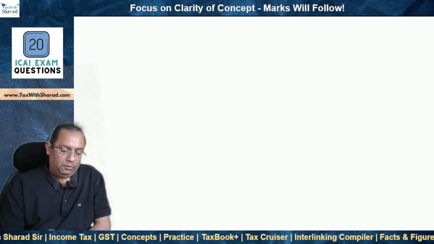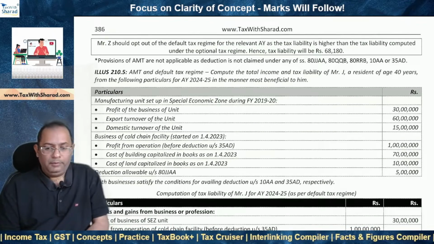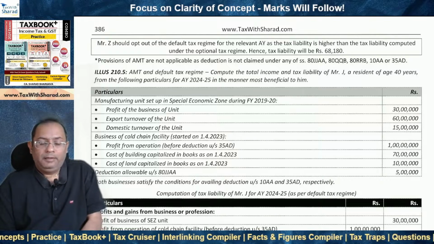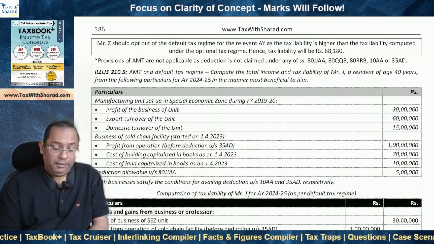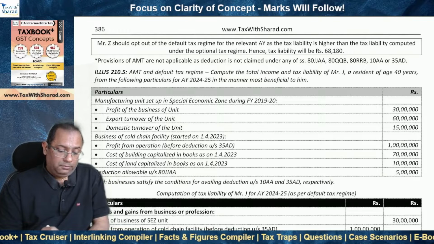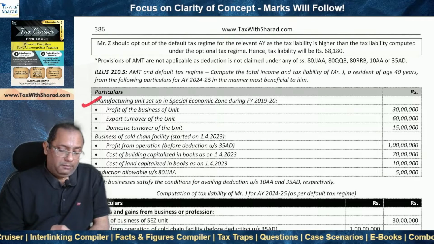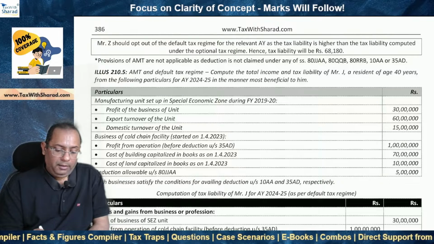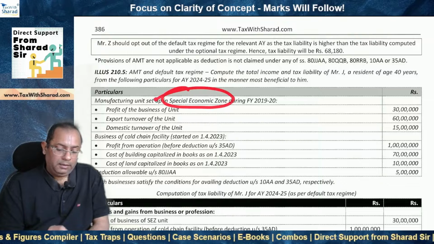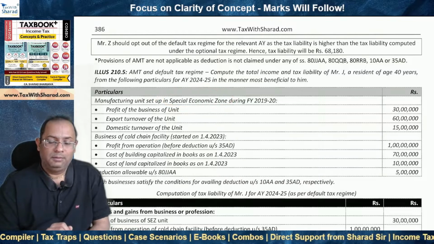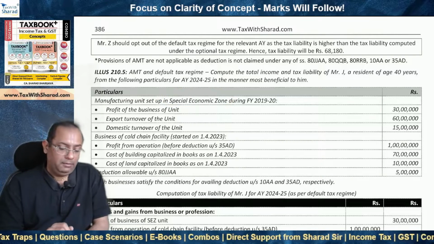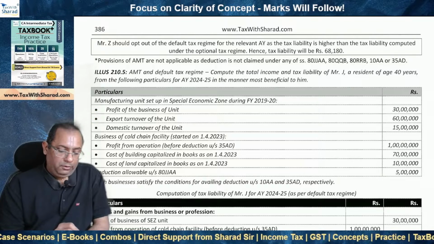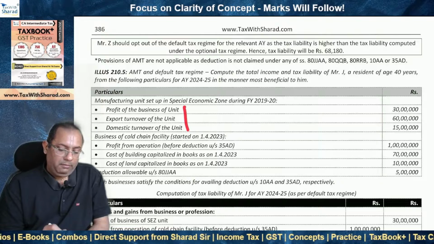Okay. So we will need to apply default tax regime, optional tax regime, and also look at AMT. All these 3 angles we will need to incorporate. So what are the facts? Manufacturing unit set up in SEZ during FY 2019-20. The moment you look at SEZ, you must realize that it has got something to do with deduction under section 10AA. Profits of the business of unit, export turnover of the unit, domestic turnover of the unit. These 3 metrics are given.